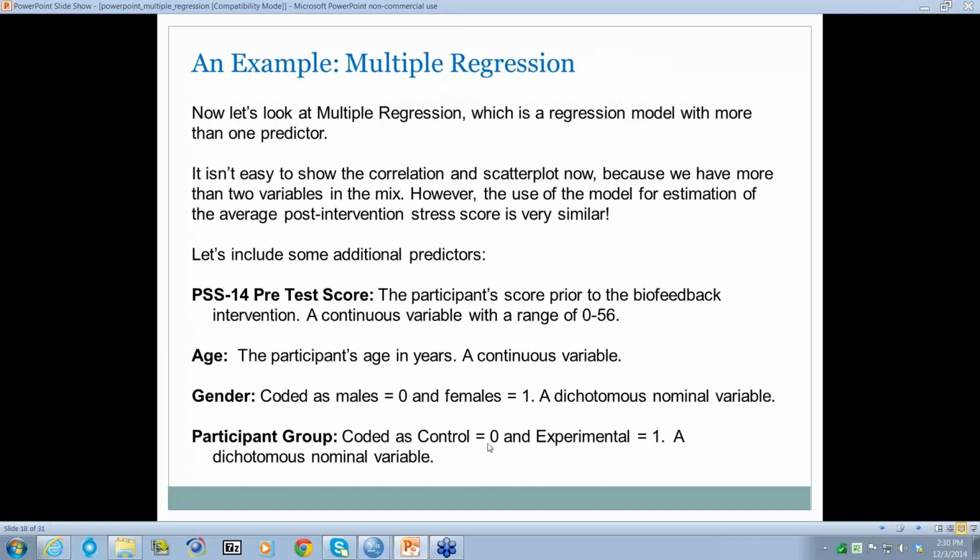So let's look at the multiple regression. Finally, yay, we get to look at the multiple regression. So let me take another sip of water.